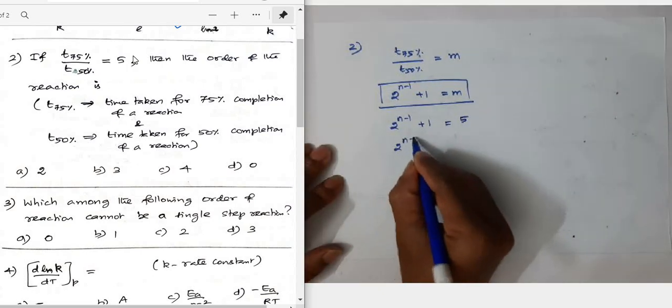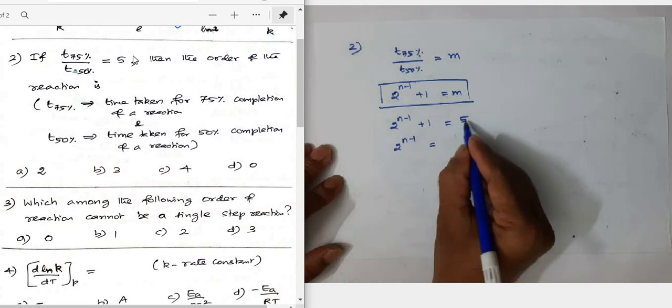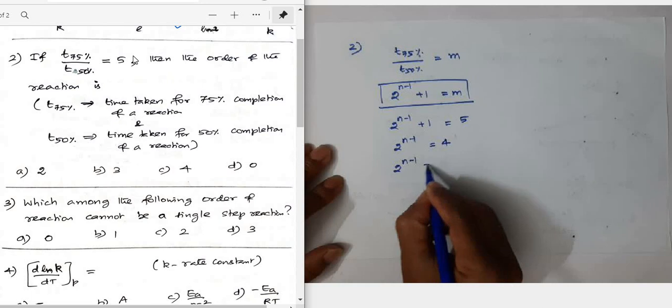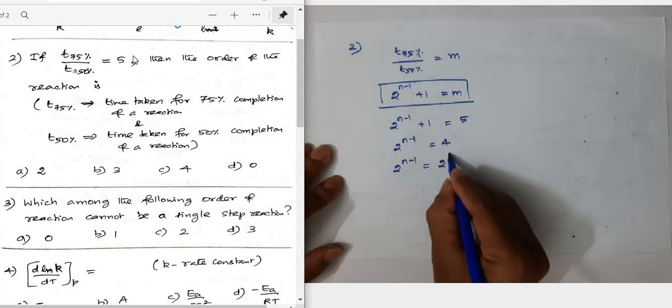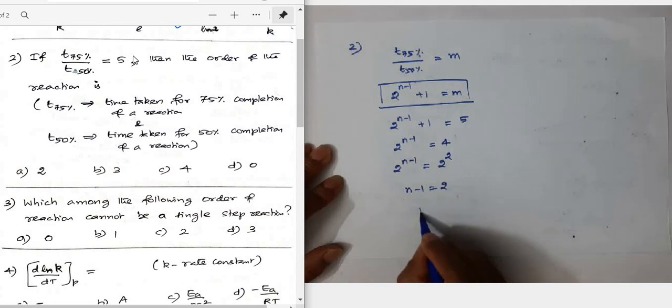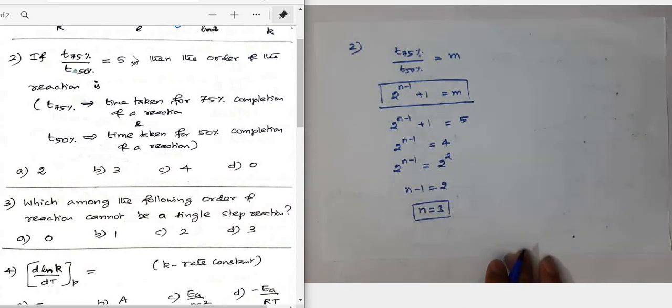Therefore 2 power n minus 1 equal to, bring this plus 1 this side, 5 minus 1 is 4, or 2 power n minus 1 equal to, this 4 can be written as 2 power 2. So n minus 1 equal to 2 or n equal to 3. So order of this reaction is 3.